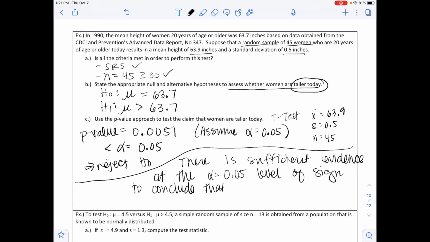And we were looking at to see if women are taller today than they were in 1990. So to conclude that women are taller than in 1990.